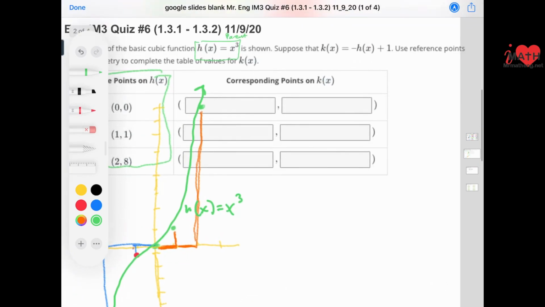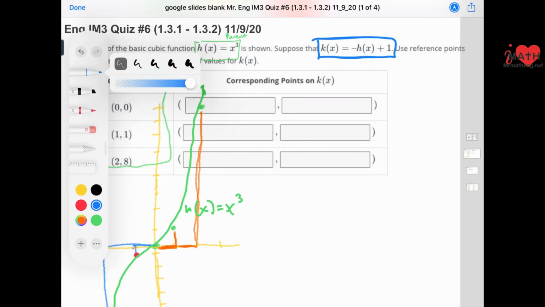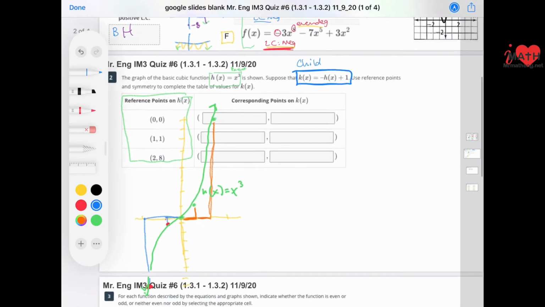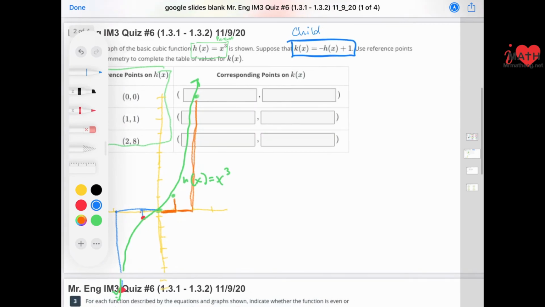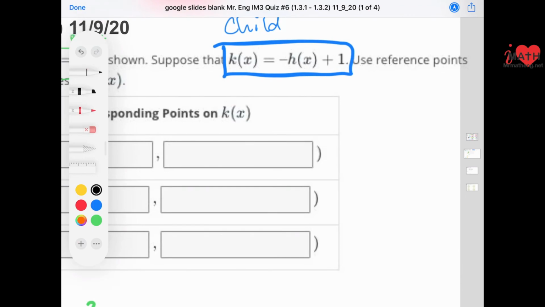Now, it tells us the child function, or that's what I call it, is negative h of x plus 1. Use reference and symmetry to complete the table. Okay, here's a couple of things that we should notice. The first thing I'm going to do is, I'm going to do this by letters. So, on my formula sheet, we wrote down that if you do something like this, g of x equals a, we can keep the h of x, b x minus c plus d.